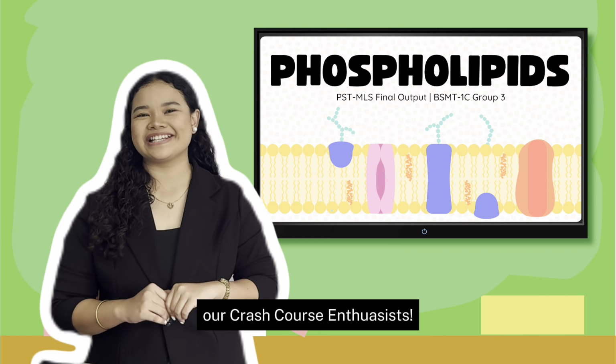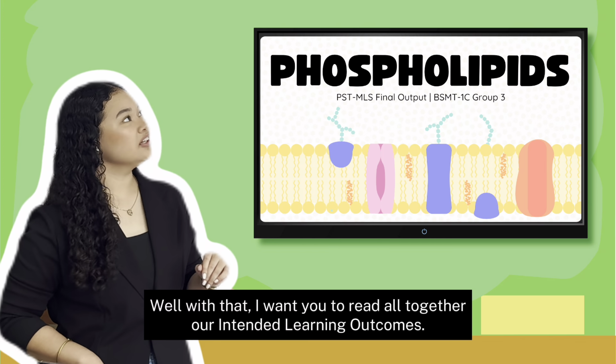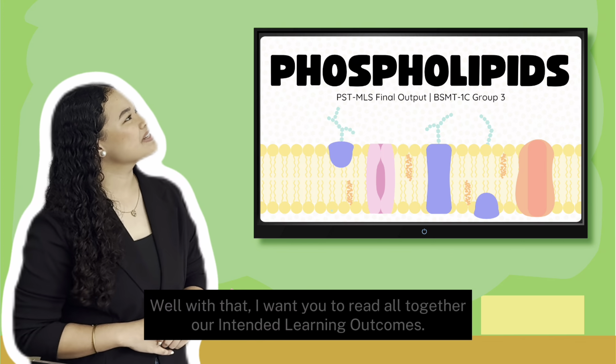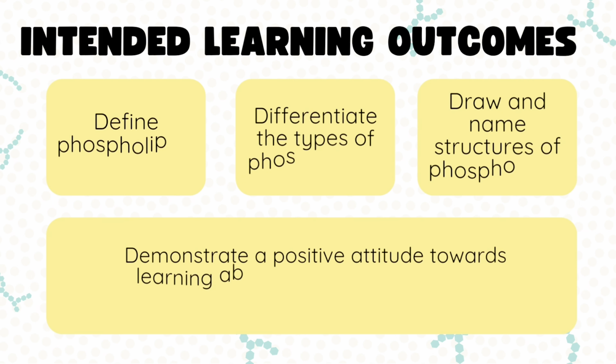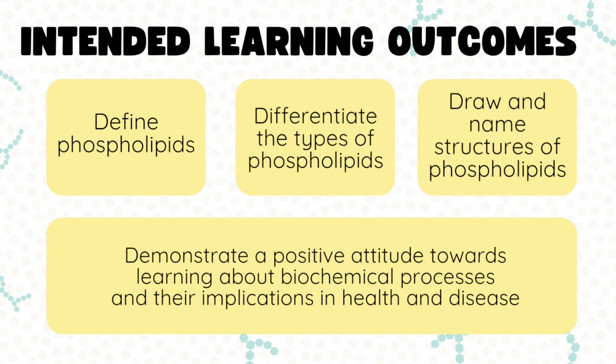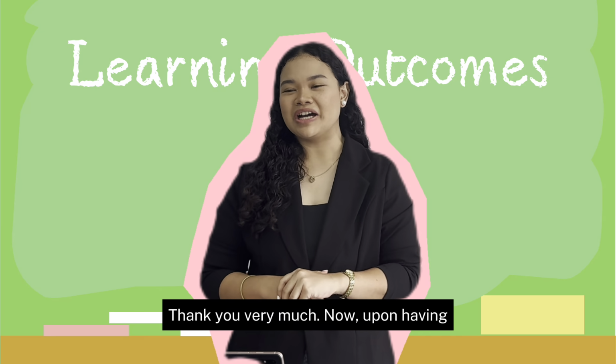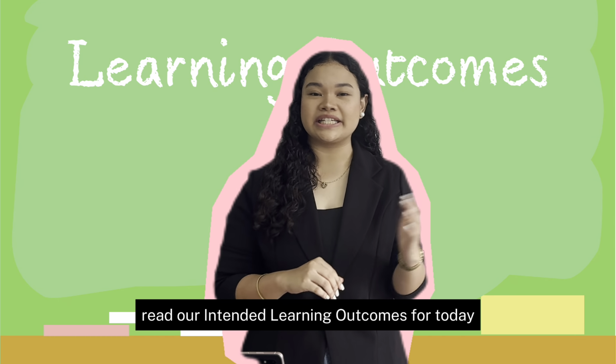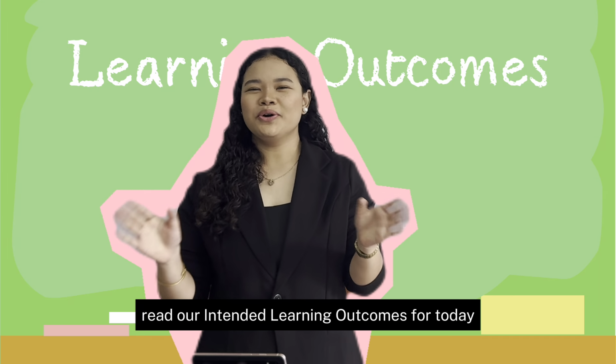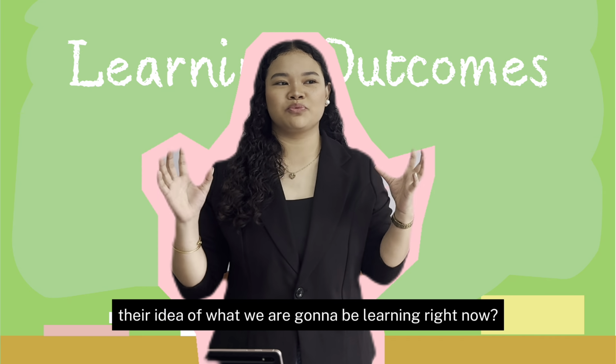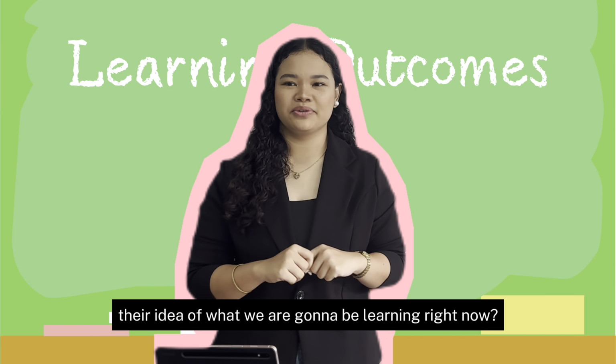Well, you might be thinking, what are we learning today? I want you to read all together our intended learning outcomes. Define phospholipids. Differentiate the types of phospholipids. Draw and name structures of phospholipids. Demonstrate a positive attitude towards learning about biochemical processes and their implications in health and disease. Thank you very much. Now, upon having read our intended learning outcomes for today, who can tell me their idea of what we are going to be learning right now?